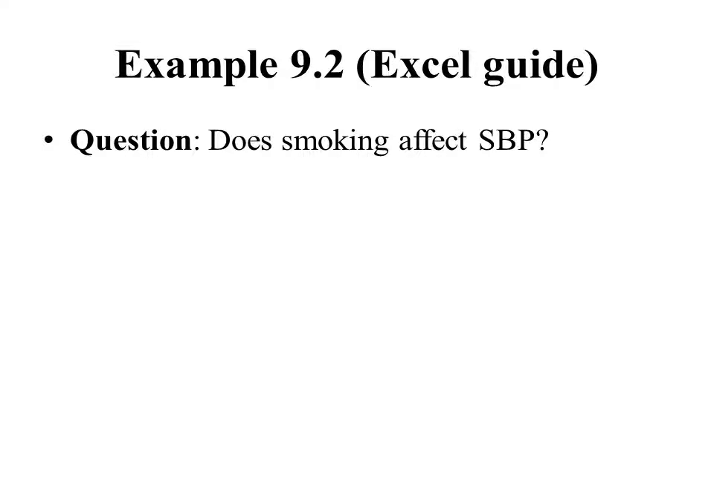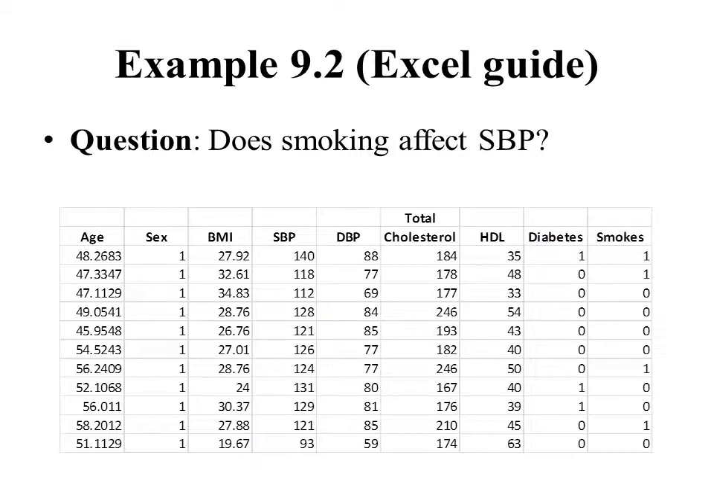Now let's look at another example of looking for relationships between 2 variables. This is example 9.2 from the Excel guide. The question here is, does smoking affect systolic blood pressure? If we look at our data, this is the same data that we used in example 9.1. We have systolic blood pressure here, and then we've got smokes over here in this last column, where 1 indicates that the person does smoke and 0 indicates that the person does not smoke.